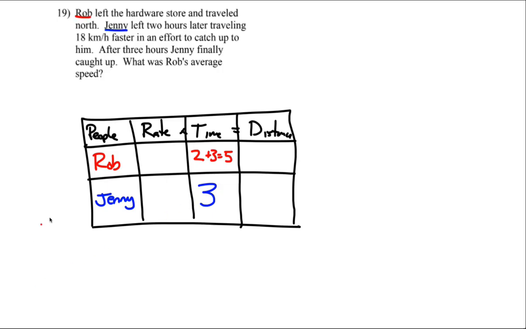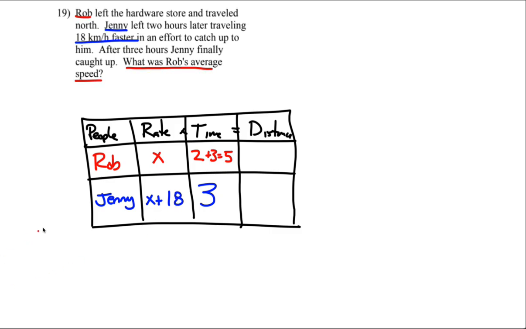Okay, well, what is Rob's average speed? That's what it's asking us. We don't know. We'll call that x. And what is Jenny's speed? Well, Jenny's speed, we know, is 18 kilometers an hour faster. So whatever Rob's speed was, Jenny's is that plus 18.